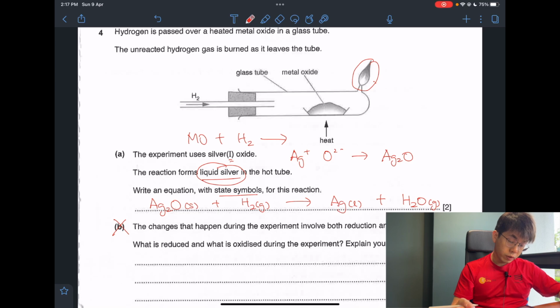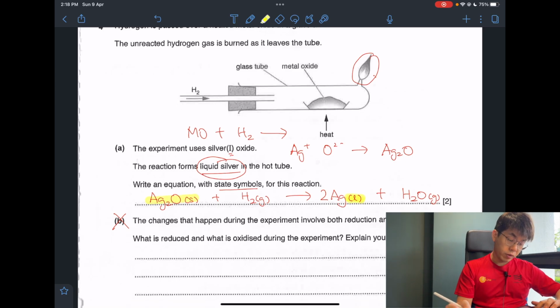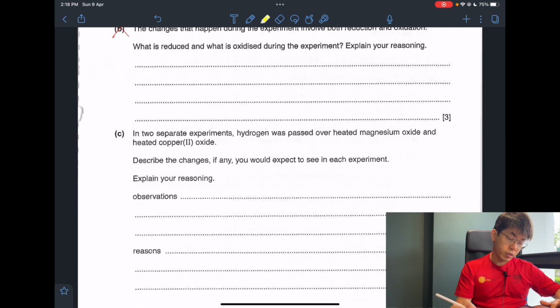Over here, I need to balance. I have 2 silver on the left side, so I put a 2 here. Let me check. The rest should be balanced. So this is my balanced equation. Please remember, silver needs to be liquid. The formula of silver oxide is also very important. We'll skip question B, and it looks like question C.